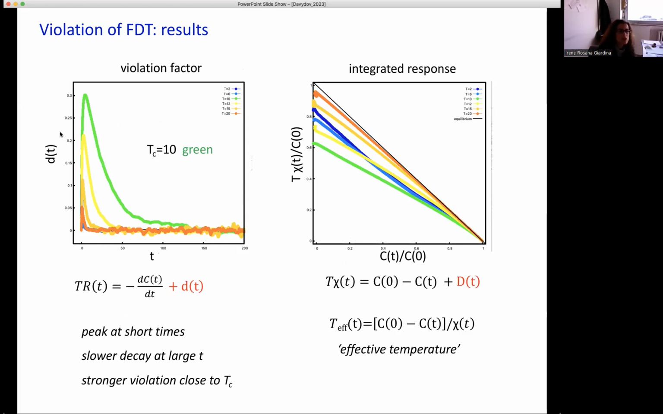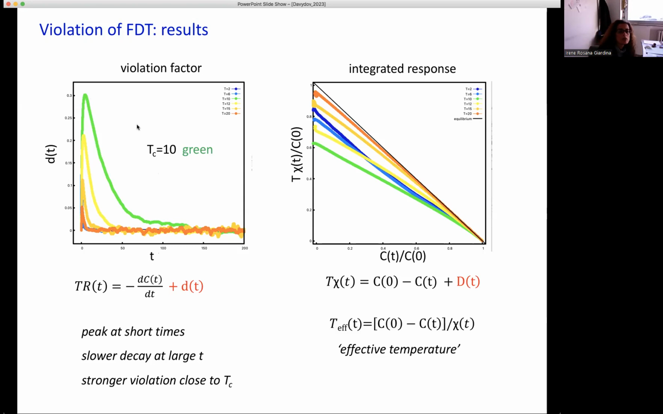So this is the violation factor, D of t, computed at many different temperatures. For this system, the critical temperature is Tc equal 10, and it is this green curve, okay? Therefore, what this figure is telling us is that overall this violation is stronger at Tc. So we have a violation which is stronger at Tc.